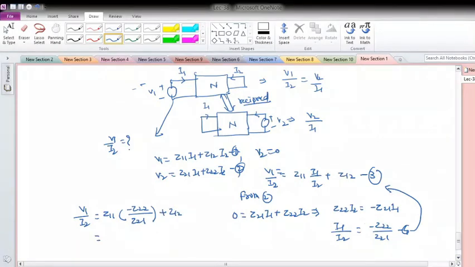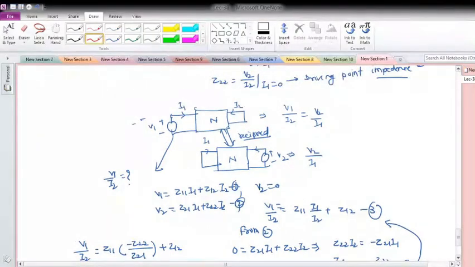So if you solve, what will be the result? Minus Z11 Z22 plus Z12 Z21 over Z21. Okay, this is, let's say, equation number 5. Now what next? Next I would like to obtain what is V2 upon I1. So next I will try to obtain what is V2 upon I1.